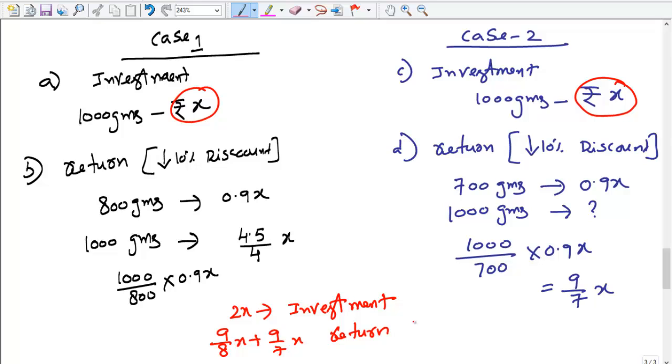It's very easy to calculate now. If 2x is the investment, which is exactly 100% of the total investment, and then 9 by 8x plus 9 by 7x, that is the return. It's very easy to calculate. Since we know the investment and we know the return, it's just down to some simple calculations.